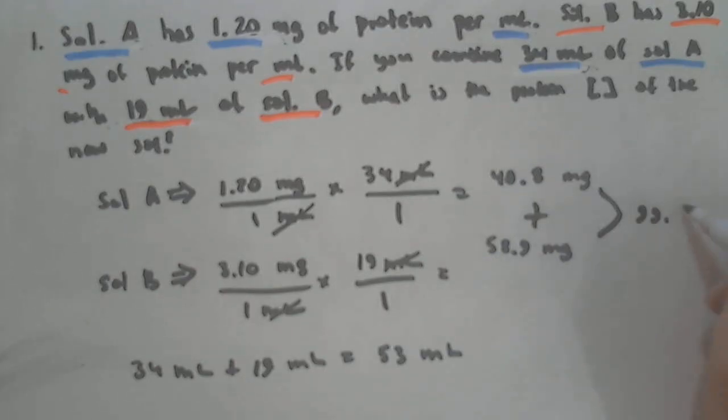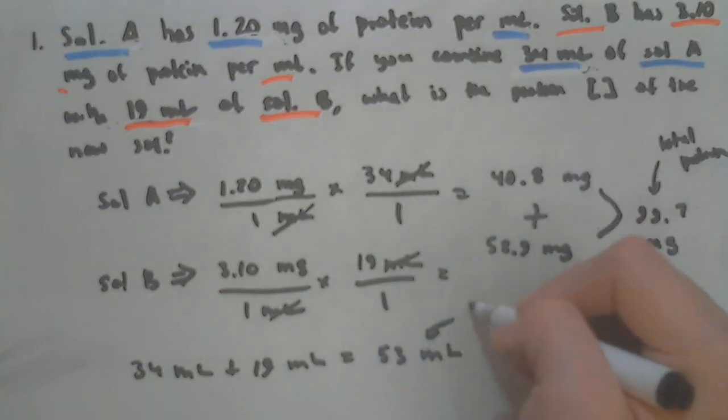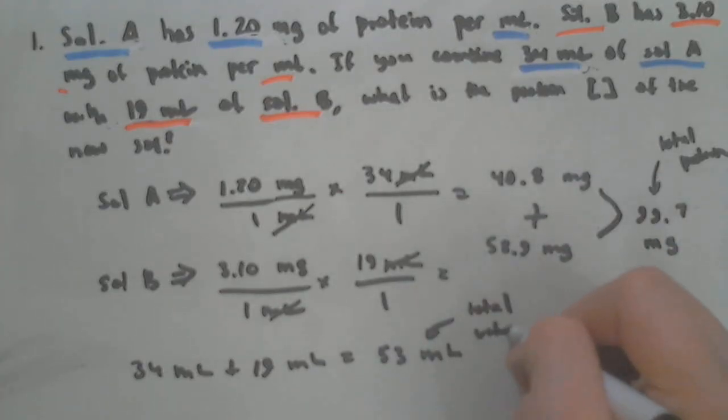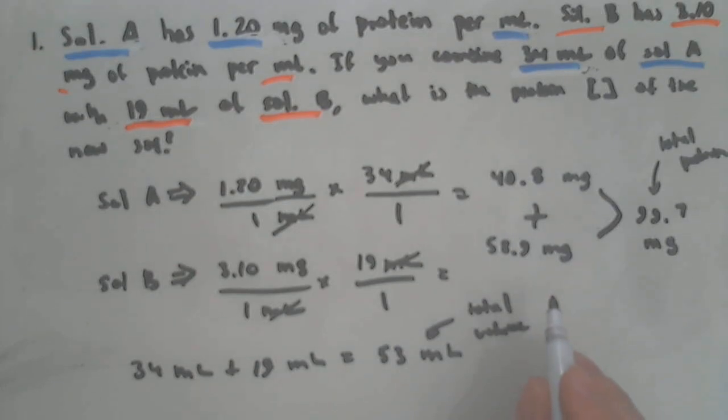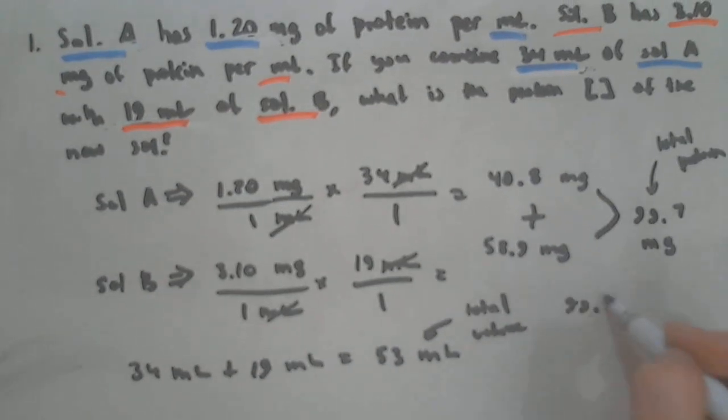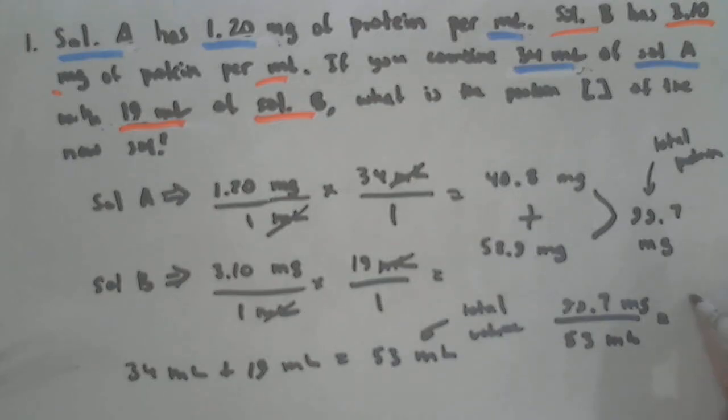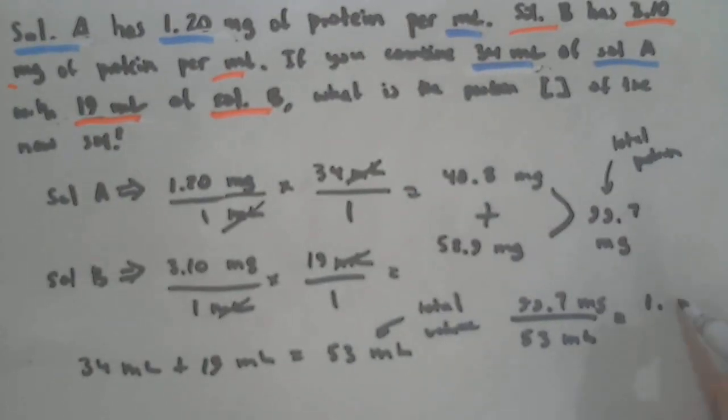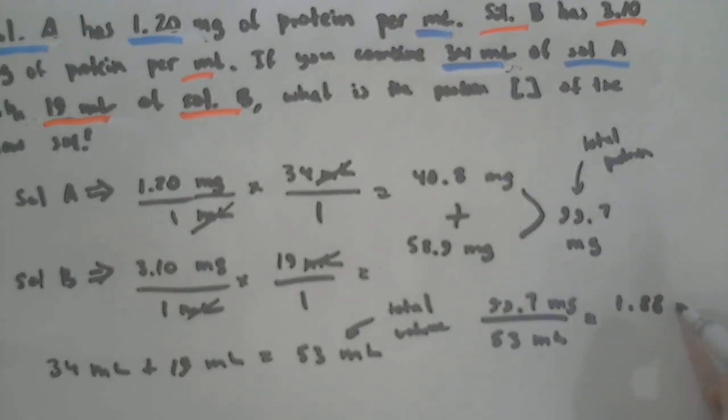That's going to be 99.7 milligrams. So this is our total protein. This is our total volume. What's total protein over total volume? So that's what we're going to do. 99.7 milligrams all over 53 milliliters, and that's going to give us 1.88 milligrams per milliliter. So that's going to be our new concentration.